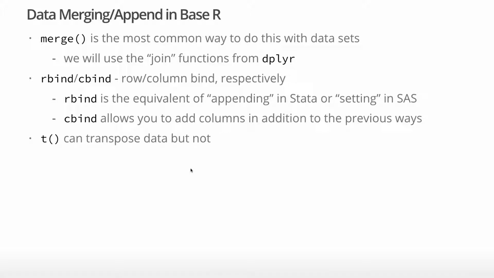T can transpose the data, but not recommended necessarily, unless you really need to do it. Right? Many times you don't want to make the columns observations and the observations columns, but sometimes you may want to do that. T will do that. It will transpose your data, but again, it usually will turn that into a matrix.